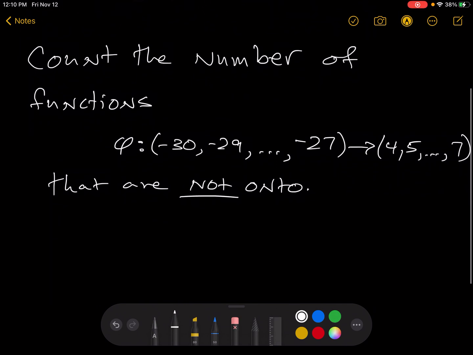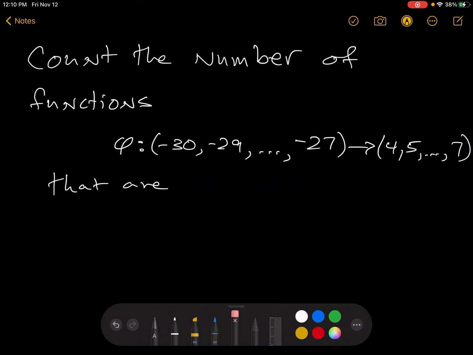It says count the number of functions phi from this set to this other set that are not onto. All right, so there's a few things that are kind of wrong, or non-standard for this class, the way that I've set things up. This phi here, you could just think of this as saying f. It's just a symbol, a name for a function. So think of it as f. I think people are more comfortable with f.